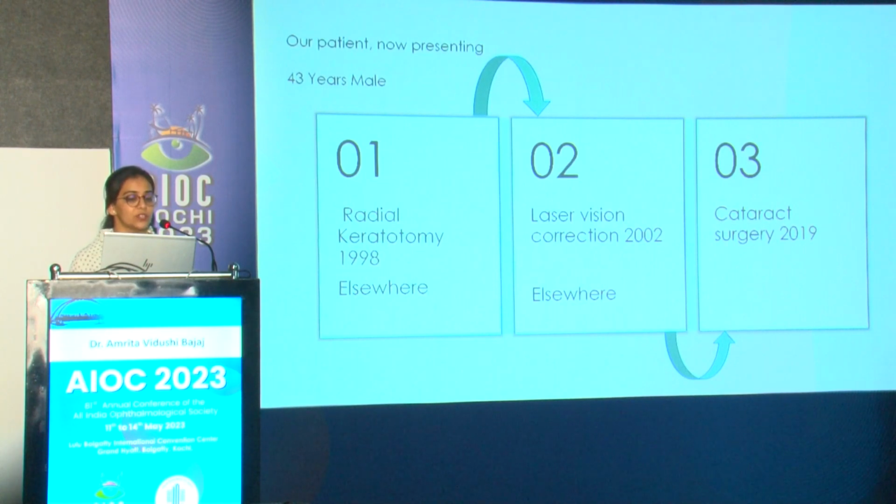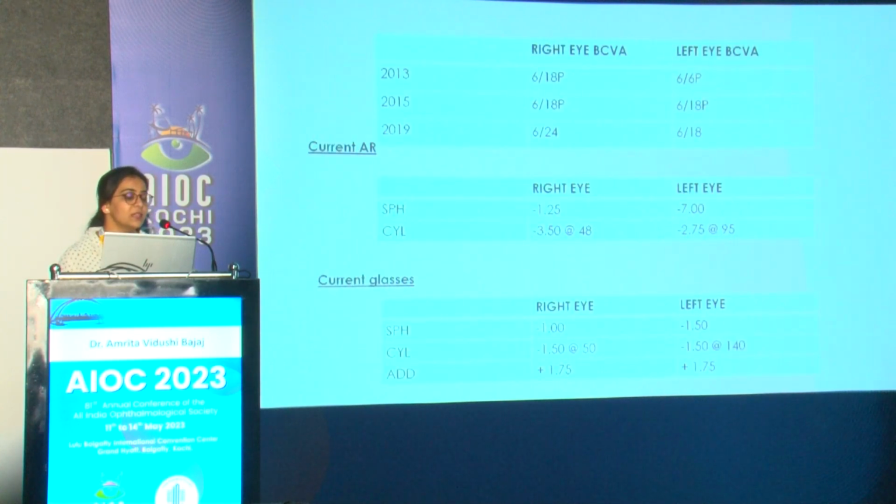Our patient presented to us as a 43-year-old male who had undergone a radial keratotomy followed by a laser vision correction elsewhere, and came to us for cataract surgery in 2019. This patient was actually following up with us since 2013 for his retinal follow-ups. In 2019, he complained of diminution of vision in both eyes, right more than left, and his present glasses prescription was also available with us.